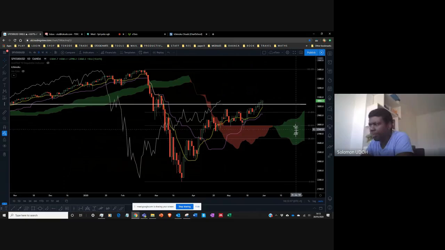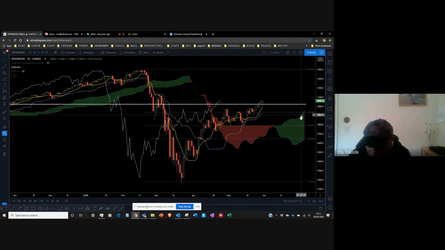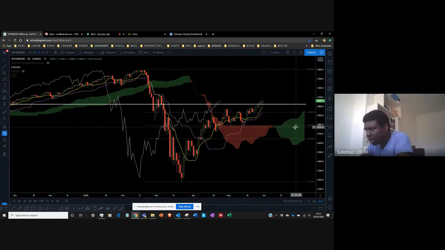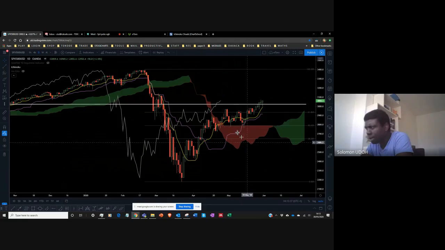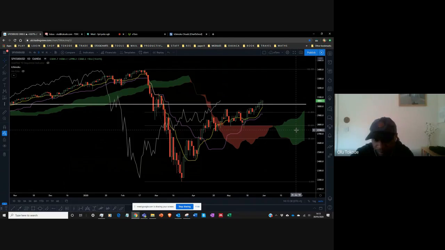So when you have this one above and this one beneath, then you have a bullish setup there. Okay. When you now have this one that is above here below, and this one below here above, then it's bearish. That's why this is red, and that's why this is green. So that's basically the Ichimoku cloud.